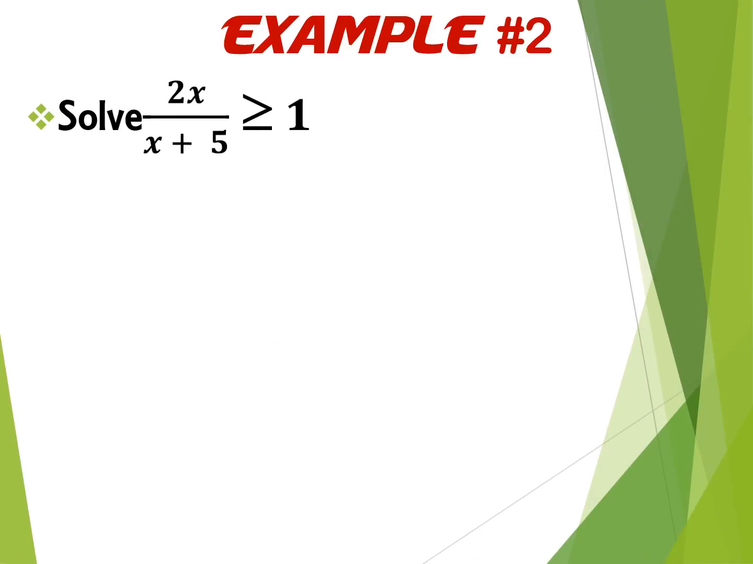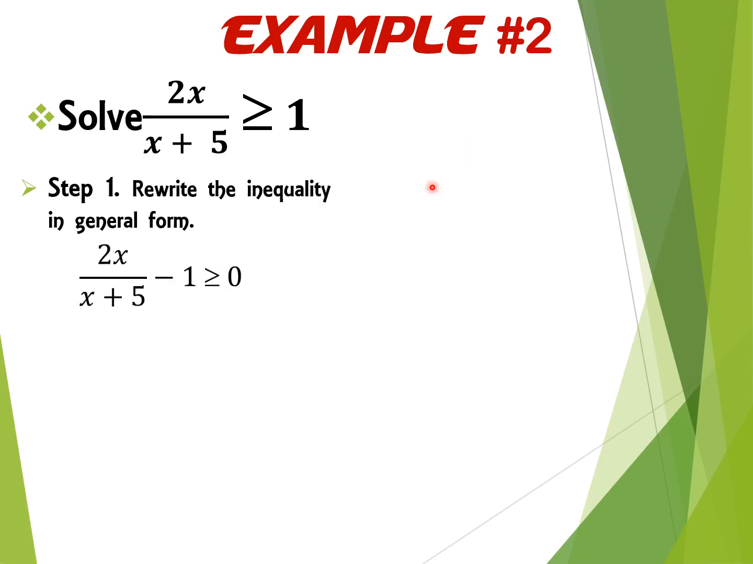Let's have example number 2. Solve for 2x divided by x plus 5 greater than or equal to 1. So here, the right side is not yet equated to 0. So we have to simplify this one. We transpose 1 to the left side, or you subtract 1 on both sides of the inequality. So writing it in general form or single form, we will have this one.